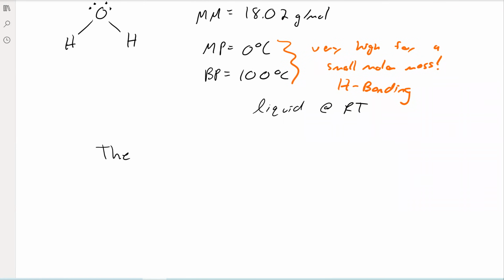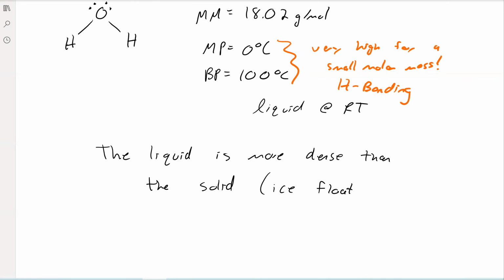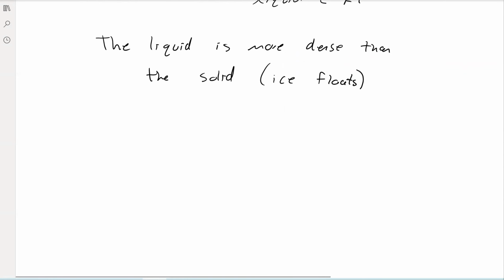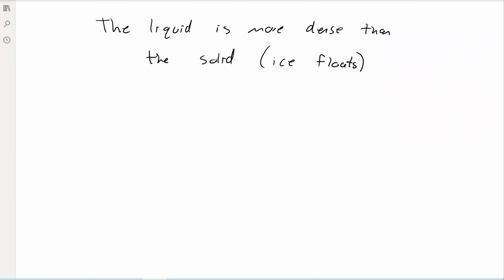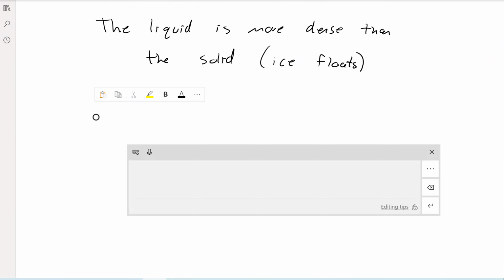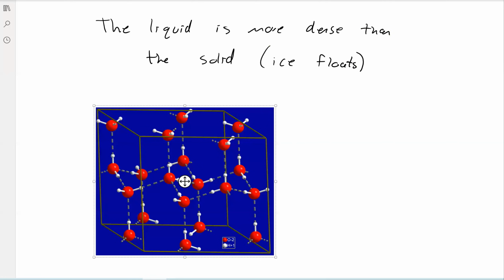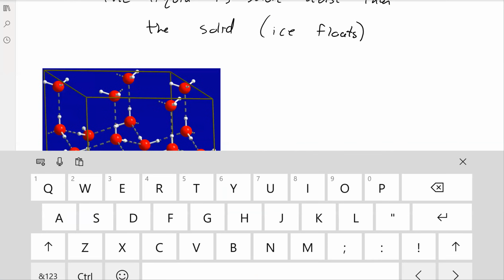Another cool thing about water that's really weird is that the liquid of water is more dense than the solid, right? And we see this almost every day, right? Ice floats. And floating or sinking is based on density. So the fact that ice floats tells us that the liquid is actually more dense than the solid. And that's very weird. Generally, solids are more dense than their liquid counterparts.